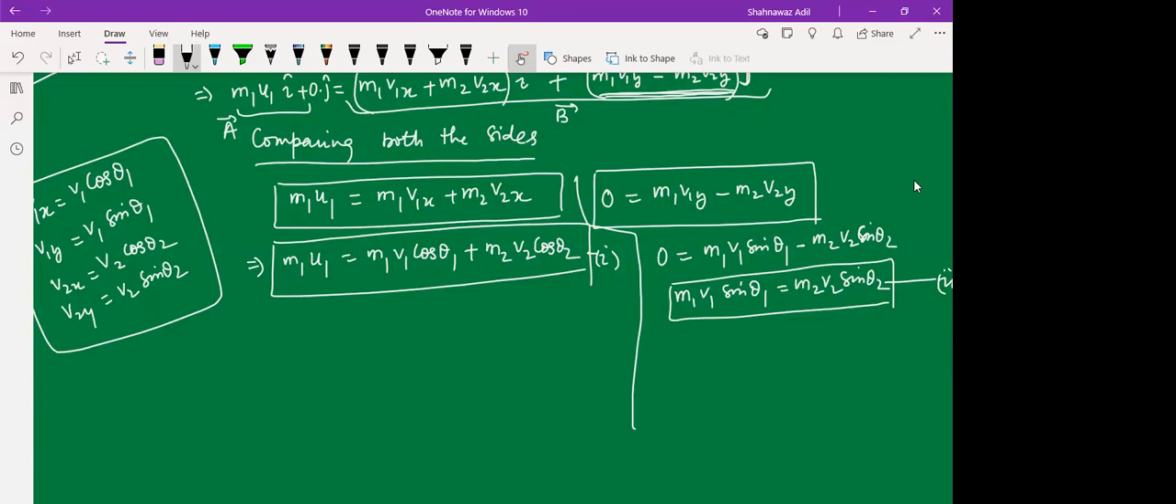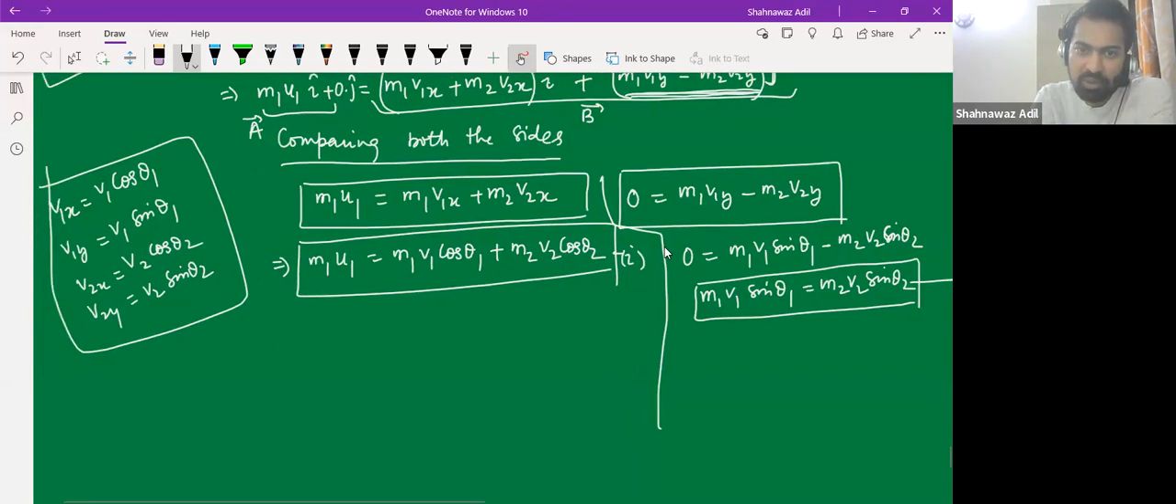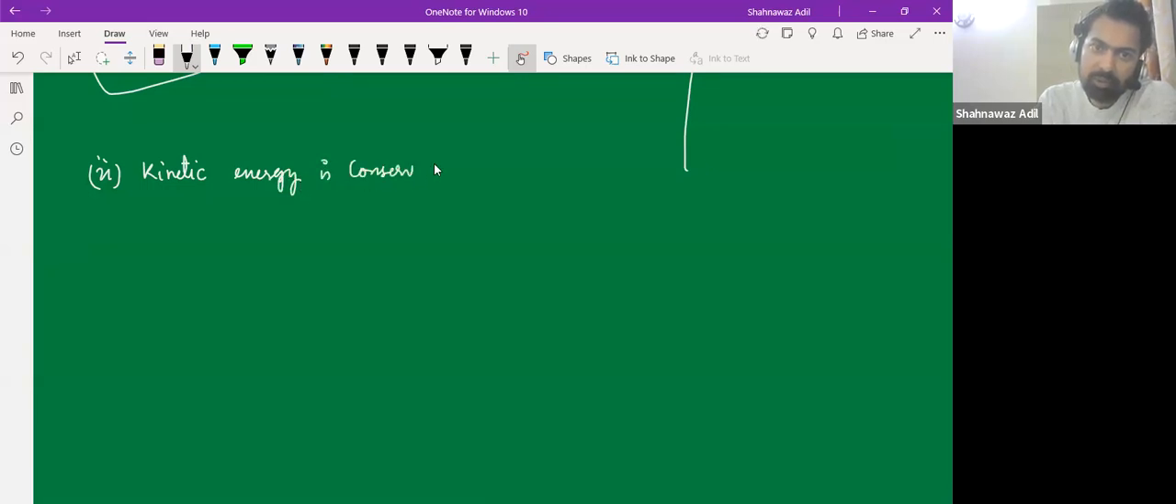Okay, so now we have these two equations, right? And as Akif was saying, we have to use the second thing also. So kinetic energy is also considered. So we have these, right? This one is at rest.